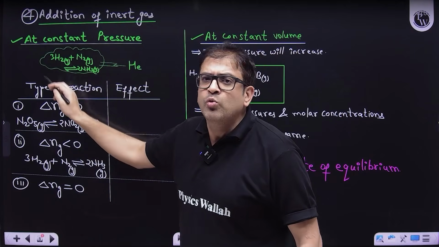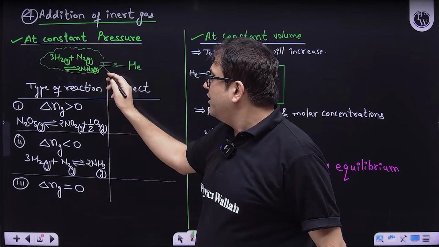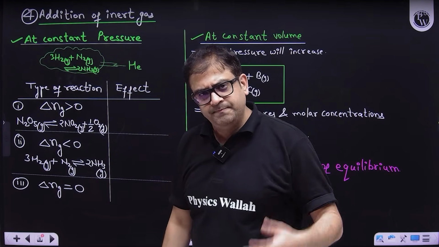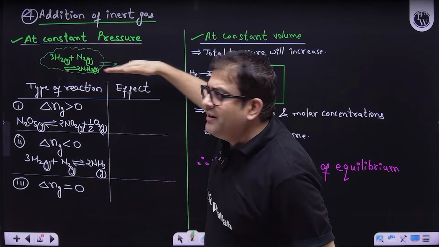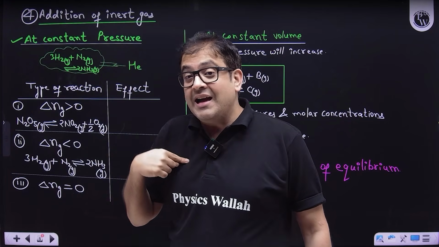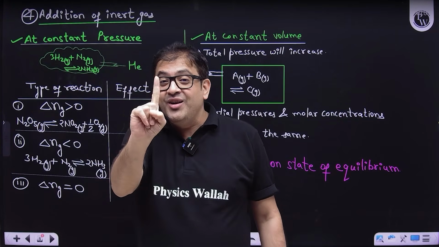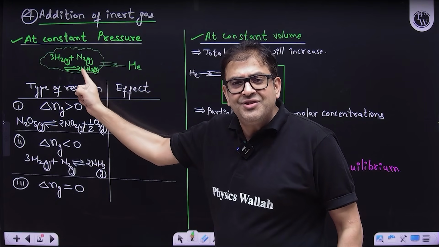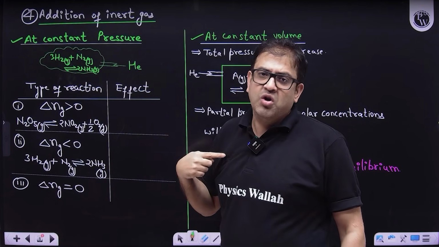Let's say you have a balloon-type figure where some reaction is taking place, like hydrogen reacting with nitrogen forming ammonia. You are adding inert gas. Let's say helium is inert. Gas is getting added, but it will not react because it is inert. So will I disturb the reaction mixture? No, because it is inert.